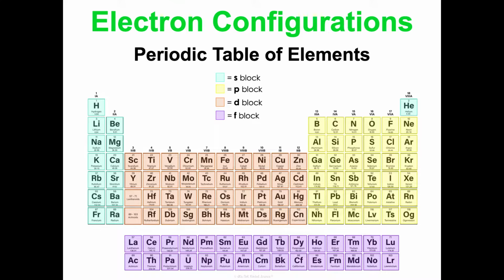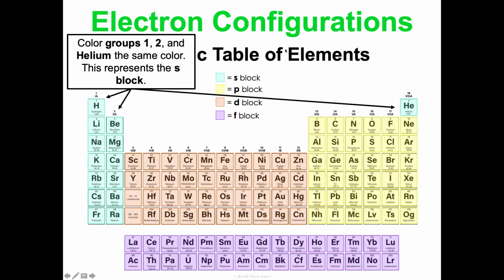All right, so first, looking at your periodic table, we said there's s, p, d, and f orbitals. Well, there are also blocks on the periodic table that match these. So first, I want you to color groups 1, 2, and helium all the same color. I picked seafoam green. You can pick any color. Just pick the same color for these things and make a key so you know. And this is going to be your s block.